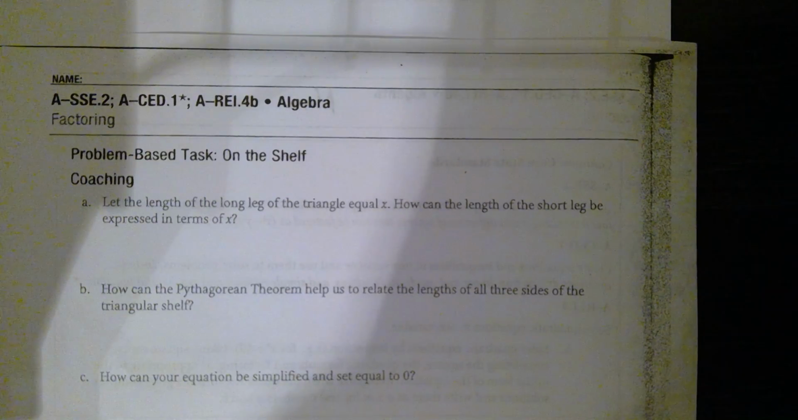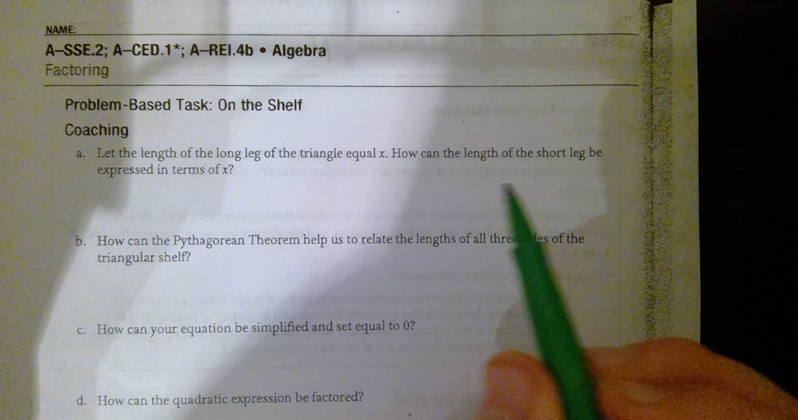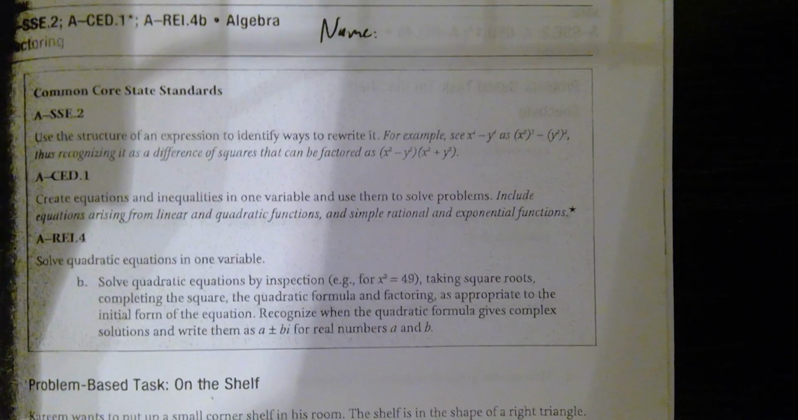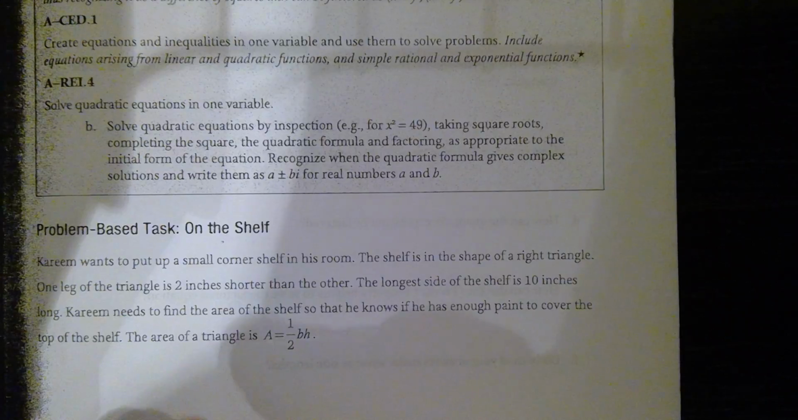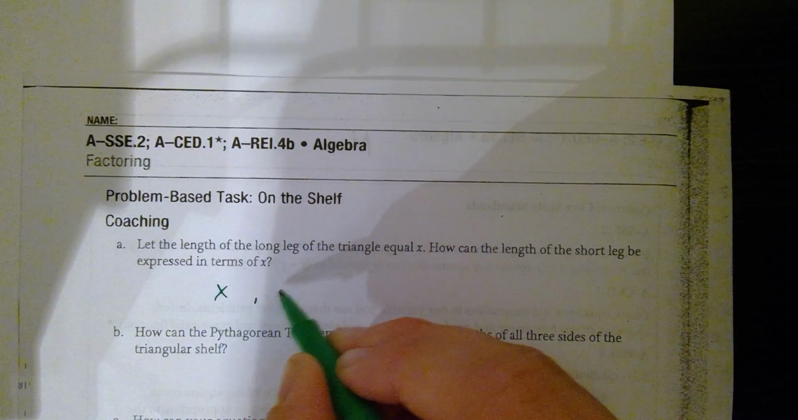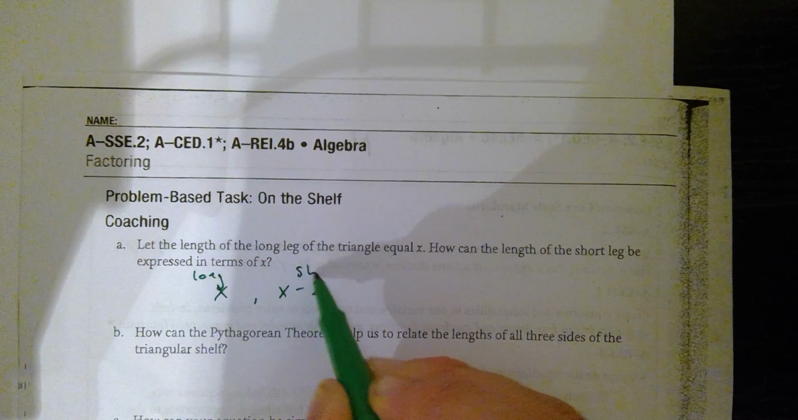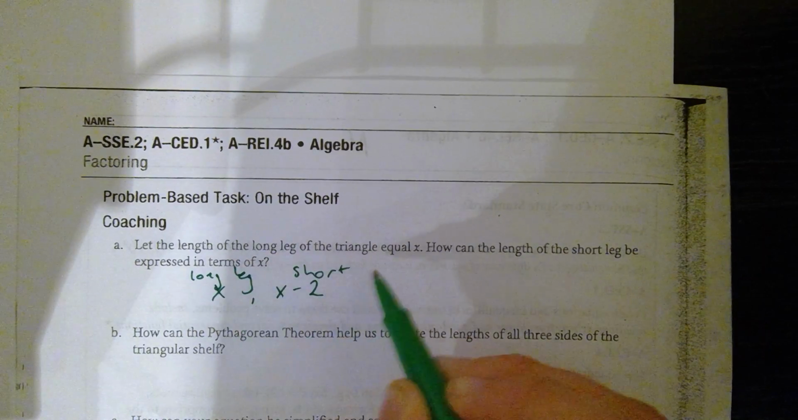Now this is going to draw on some prior knowledge for us. We're going to have to write some equations before we can actually use what we know about quadratics to solve. So the length of our long leg of our triangle is x. How can the length of the short leg be expressed in terms of x? Let me flip back a little bit here. The one leg of the triangle is 2 inches shorter than the other. So we have x, and we have x minus 2. This is long, this is short, long leg, short leg.